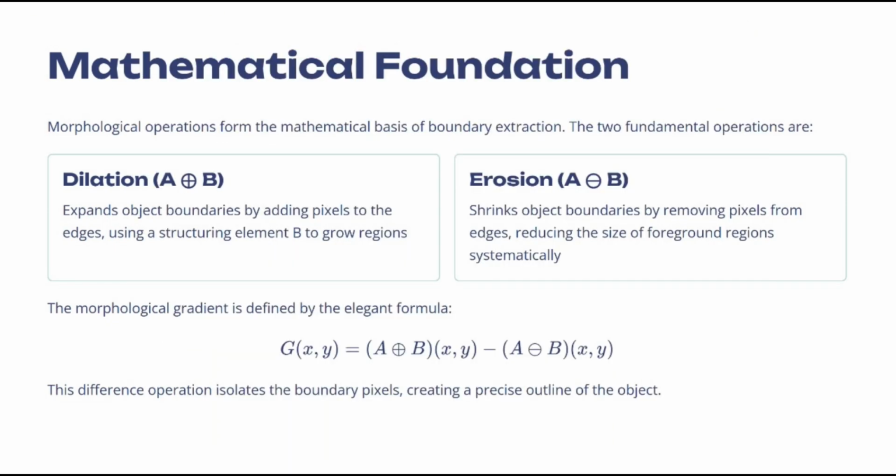The morphological gradient is defined as the difference between these two operations. The difference operation isolates the boundary pixels, creating a precise outline of the object. In simple terms, dilation grows the object, erosion shrinks it, and the gradient highlights the region in between, which is exactly the boundary we want to extract.